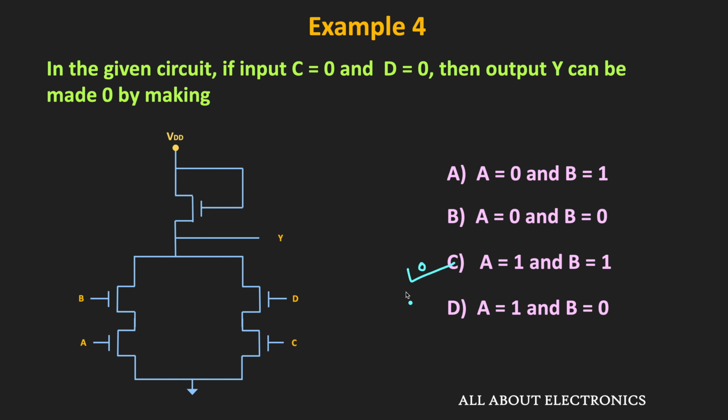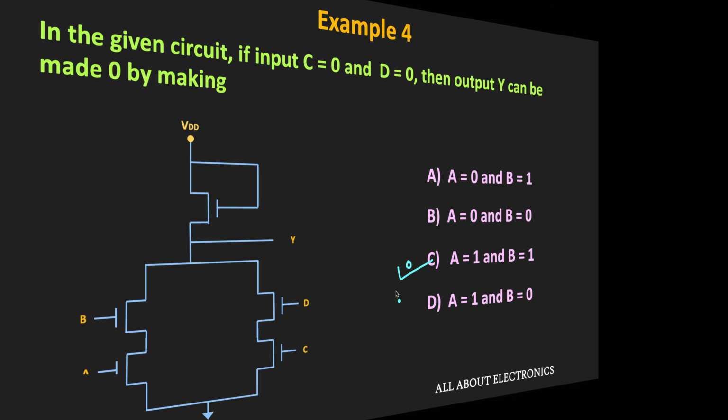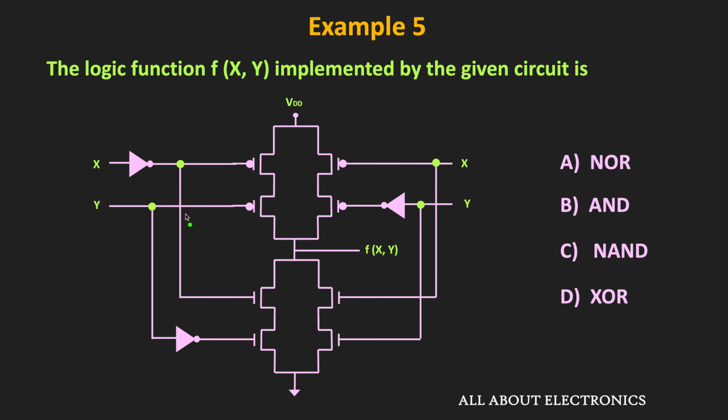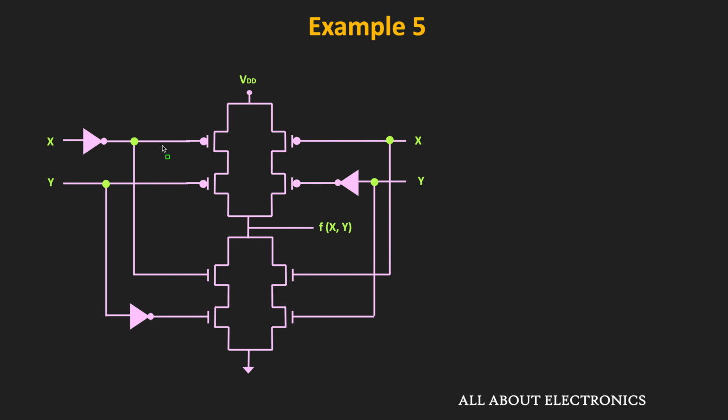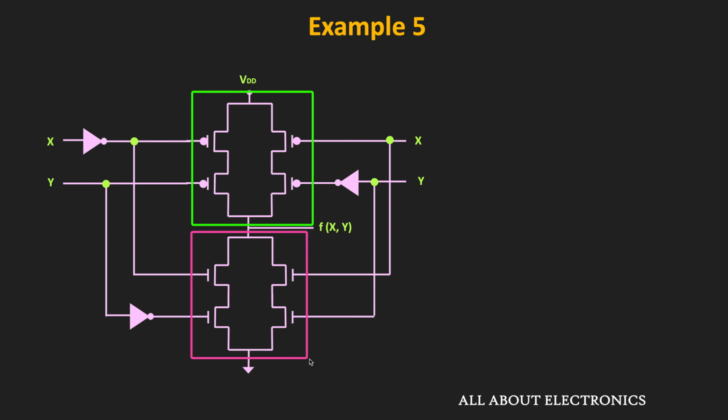Alright, so now let us move to the next example. In this question, we have been given this CMOS based logic circuit, and we have been asked to find the logic function which is implemented by this given circuit. First of all, this is the PMOS network, and similarly this is the NMOS network. Through the NOT gates, these X and Y inputs are connected to both the NMOS as well as the PMOS network.